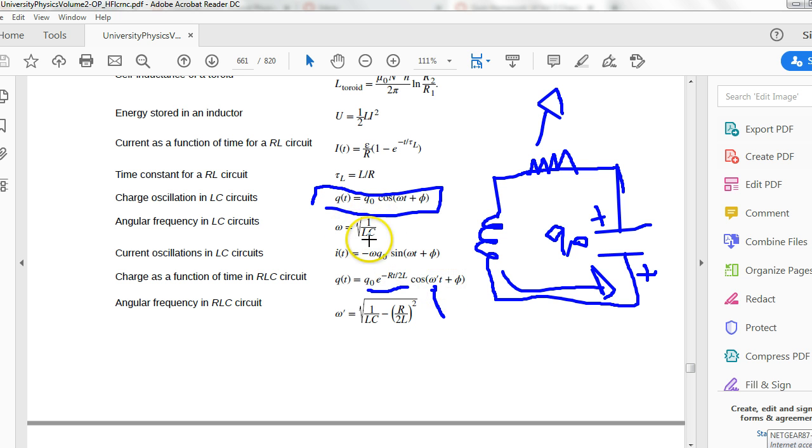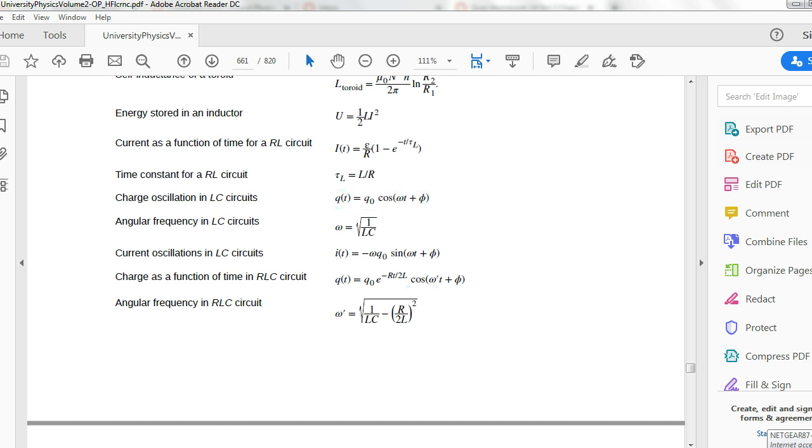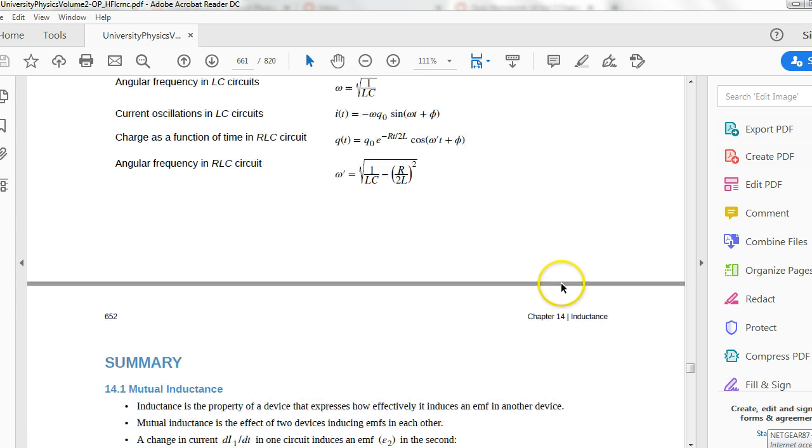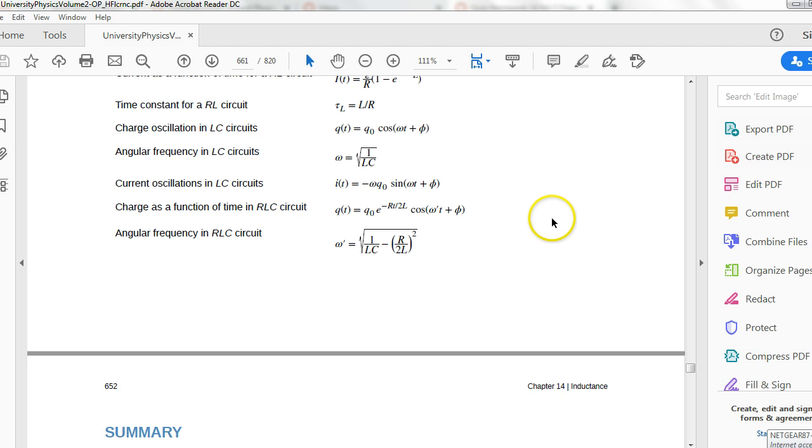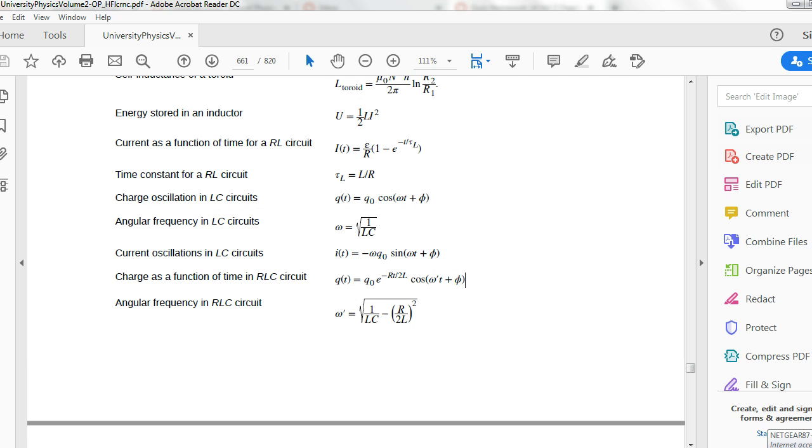And then the oscillation frequency is a little different. It's not the square root of 1 over LC. It's this term: the square root of 1 over LC minus R over 2L, squared. So all a little different when you've got the resistor in there. This is a damped circuit. When you've got just an LC circuit, it's undamped. And that's it for our review of equations for Chapter 14.